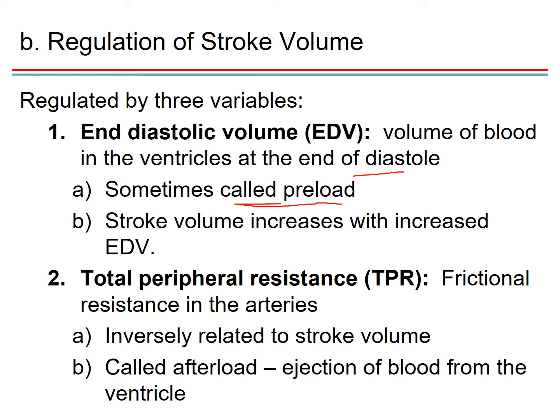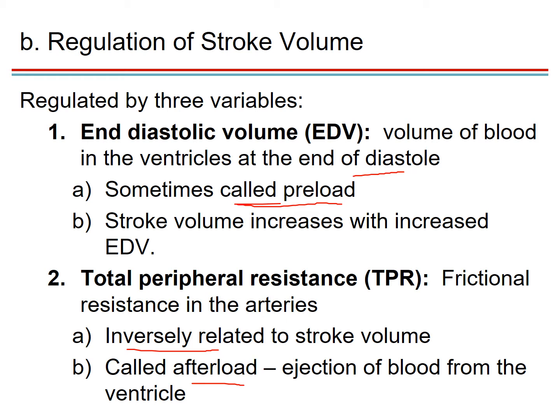And so again, due to ventricles increasing their workload. The second is total peripheral resistance, or TPR. And so this is the frictional resistance in the arteries. This is now inversely related to stroke volume. And sometimes we call this afterload because this is the ejection of blood from the ventricles.